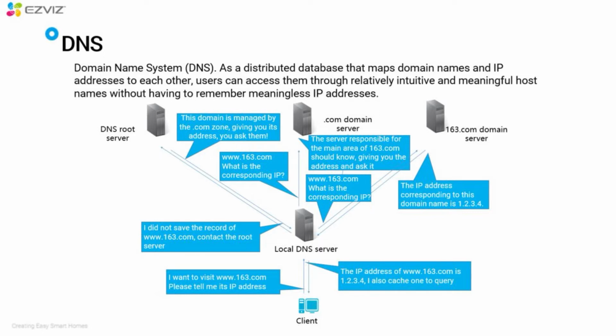If the local DNS server has already saved the domain name before, when you want to visit a website, such as Google, then the request will be sent to the local DNS server, and the local DNS server will directly access the google.com domain server.